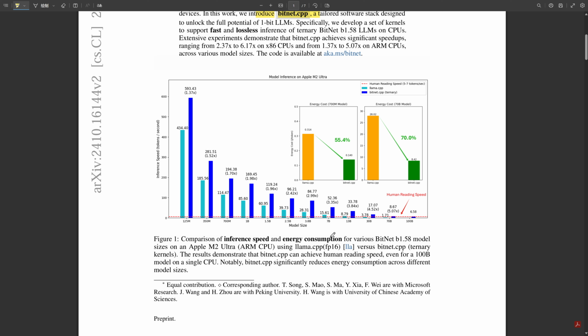So let's start with the basics. What is bitnet.cpp really? At its core, bitnet.cpp is a highly specialized software stack. Think of it like a finely tuned engine. Its main purpose is enabling rapid, and this is critical, lossless inference of these ternary BitNet b1.58 LLMs directly on standard CPUs. The ambition here is really to unlock the potential of these one-bit LLMs, make them practical for widespread use in typical computing setups.